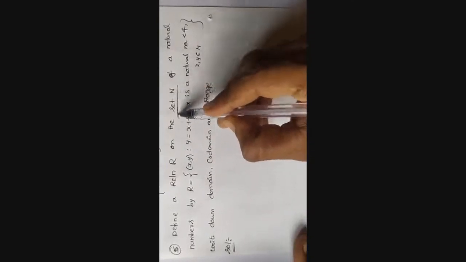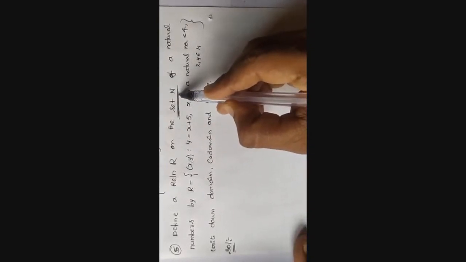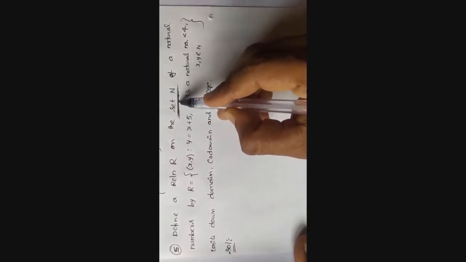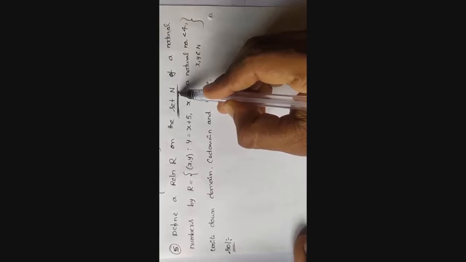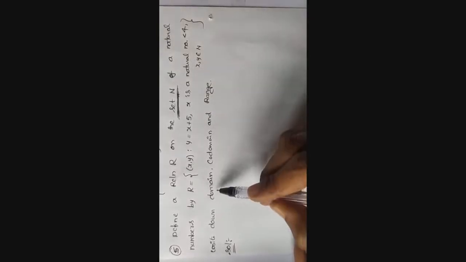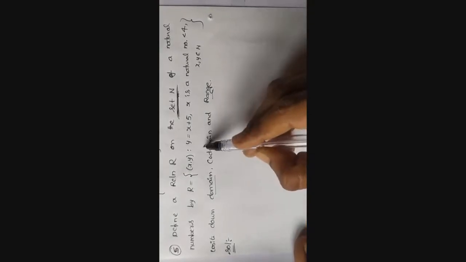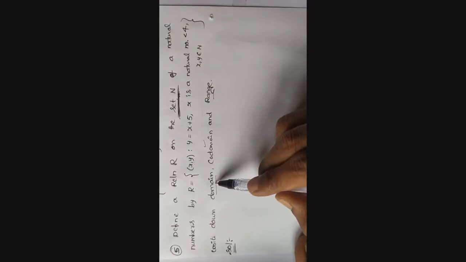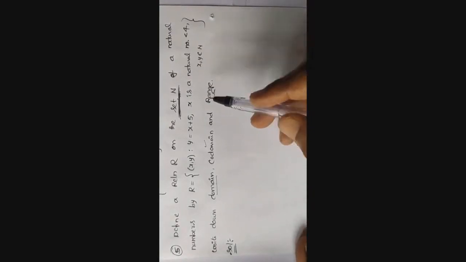Okay. Here we have the set of natural numbers. Codomain is also the set of all natural numbers. We have to find domain and range. We know codomain: the set of all natural numbers. We have to find only the domain and range.